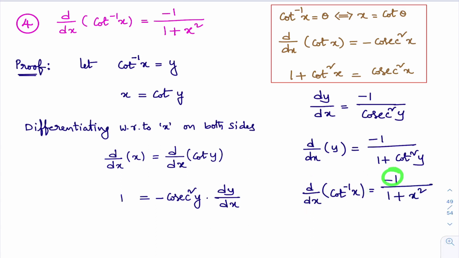In this, minus 1 I have written as it is from the above step, divided by 1 plus x square is there. Here, cot square y means cot y whole square. What is cot y? Cot y is x, we got here. Cot y is x. Cot square y means cot y whole square, and cot y whole square means x square. I hope you are understanding this. So finally what I got: d by dx of cot inverse x is minus 1 divided by 1 plus x square.